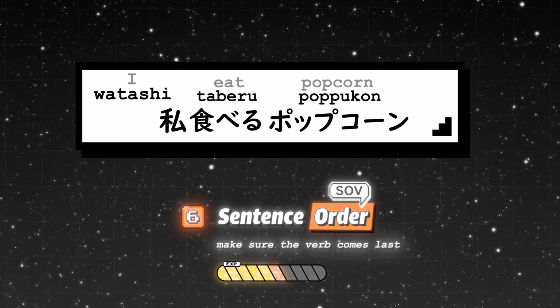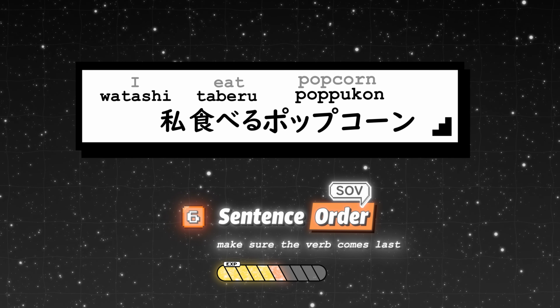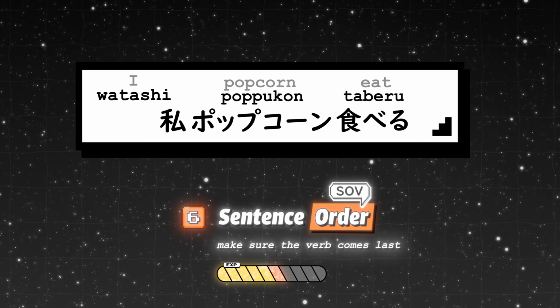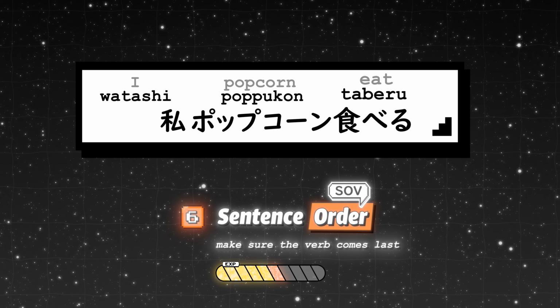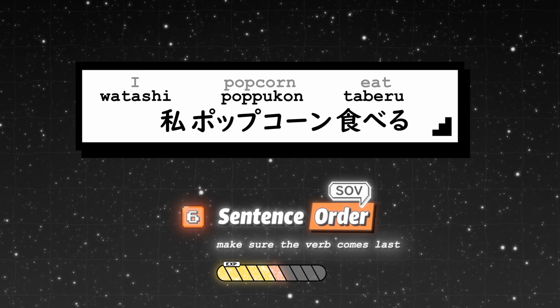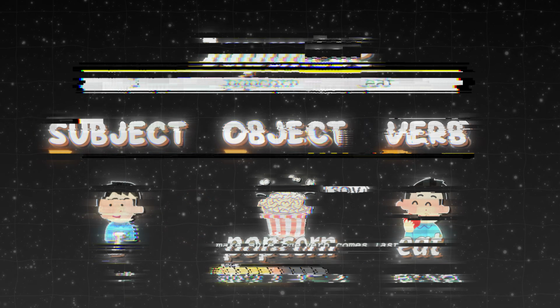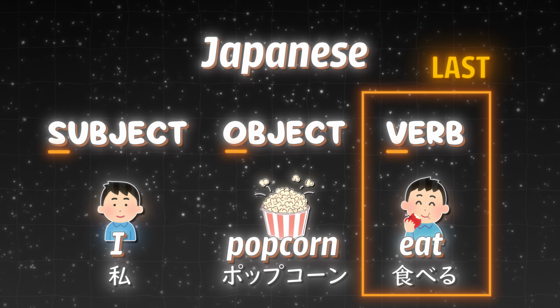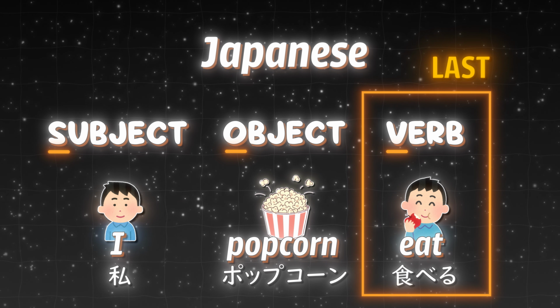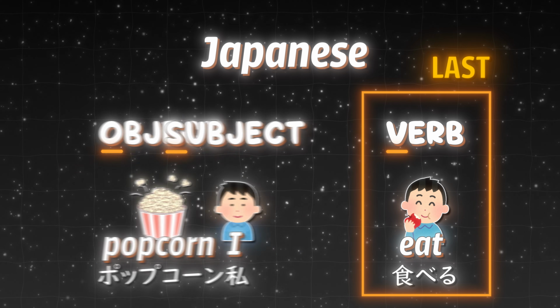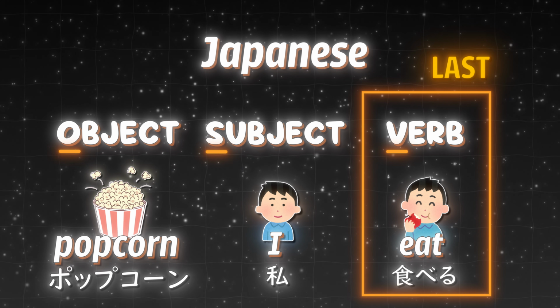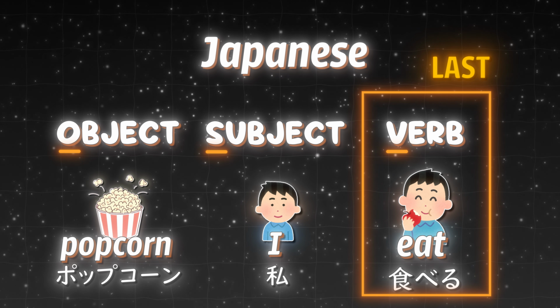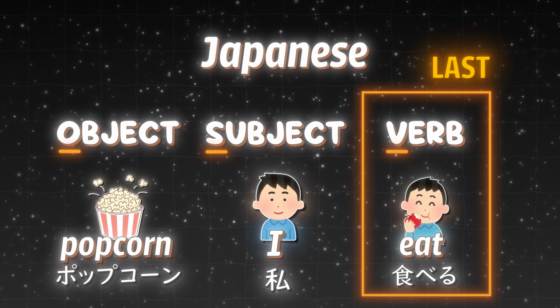So our sentence, watashi taberu popcorn, should actually be ordered, watashi popcorn taberu, making it subject-object-verb. But in Japanese, as long as the verb comes at the end, sentence order isn't as strict as English. So we could even have the object come before the subject. Popcorn watashi taberu. Or literally, popcorn I eat.